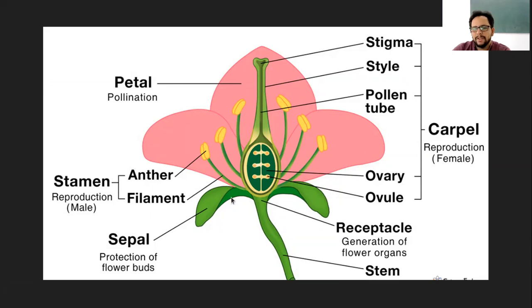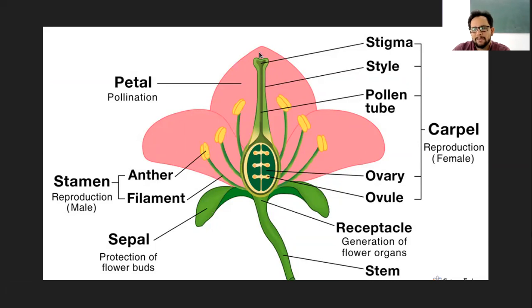So just a quick revision: sepals individually, collectively called the calyx. Then petals, collectively called the corolla. The stamen is the male reproductive structure, consists of anther and filament, and collectively it is called the androecium.